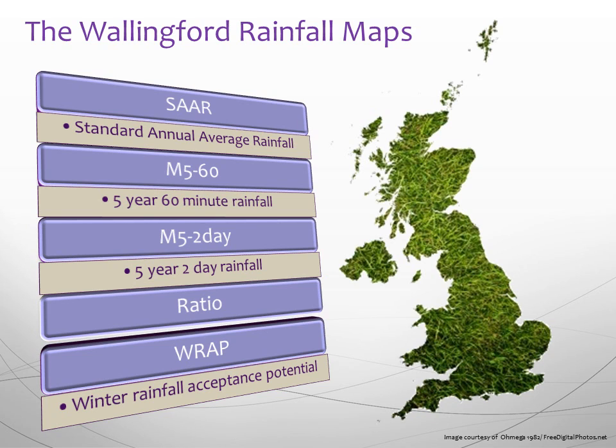Another map indicates the ratio of rainfall amounts. This is the ratio of a 5-year 60-minute rainfall against the 5-year 2-day rainfall and reflects the variability of rainfall at a location. The final map in the set is the soil survey map. This provides winter rain acceptance potential, or RAP, which is given as 5 soil types representing the ability of soil or rock to allow infiltration in the winter. The 5 soil classes range from sand to heavy clay or bare rock.